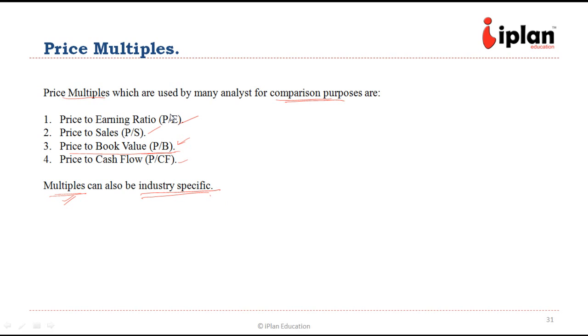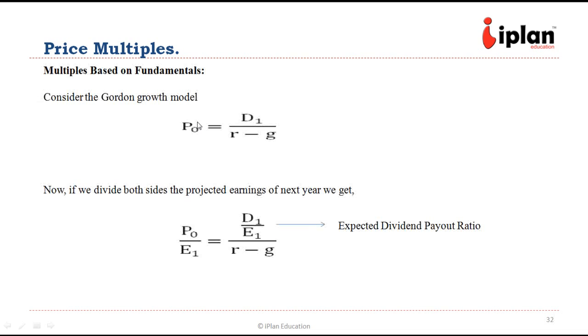Now let us move to the next concept, which is calculation of price multiples. We have already seen that we can calculate the current price or value of the stock based on the Gordon growth model, which is D1 divided by R minus G. D1 is the dividend of the next period. So this can give us an idea about P naught by E1. This is the price to earnings ratio for the next period, where it is the leading value.